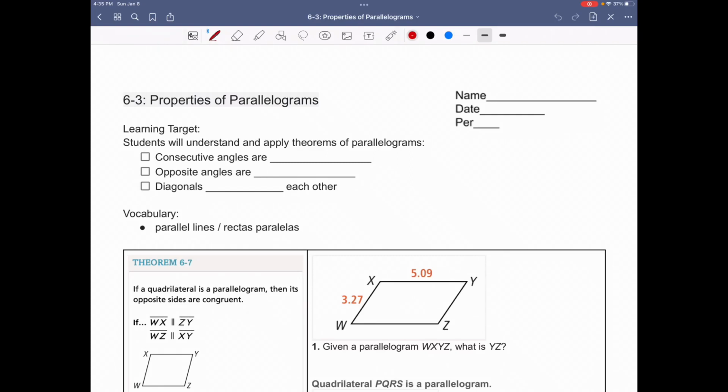Hello geometry students. Today we are working on 6-3 properties of parallelograms. You can put your name, date, and period.